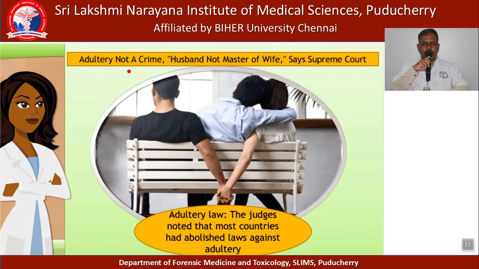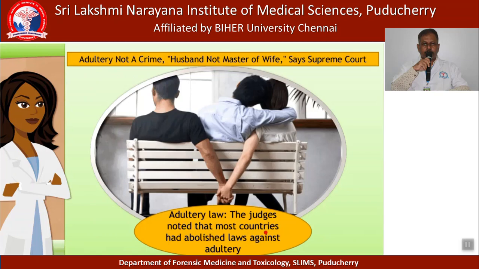In the last 2 years, the news media has reported that the Supreme Court said adultery is not a crime. The husband is not a master of the wife. Earlier in adultery, both husband and wife would get punished, but now the wife does not get punished.